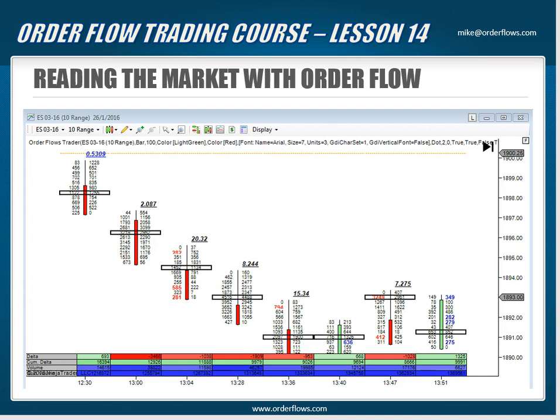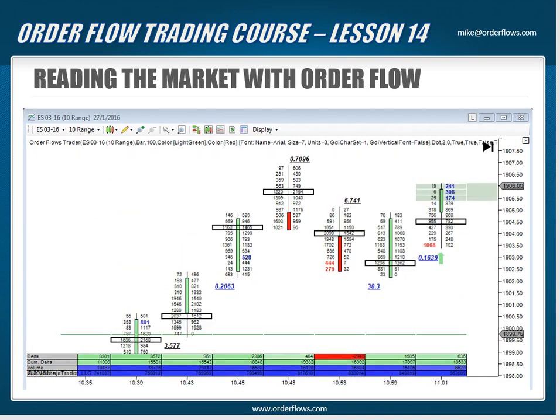Okay, so this is an E-mini chart again. It's a 10 range. I like a 10 range chart.